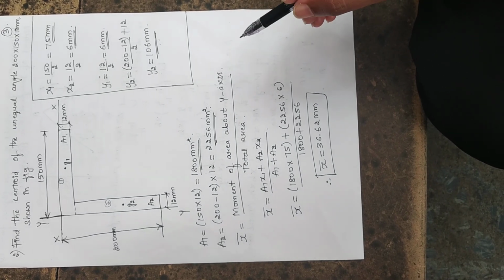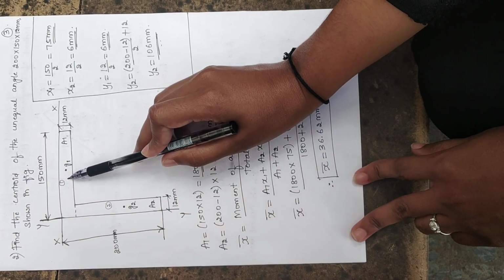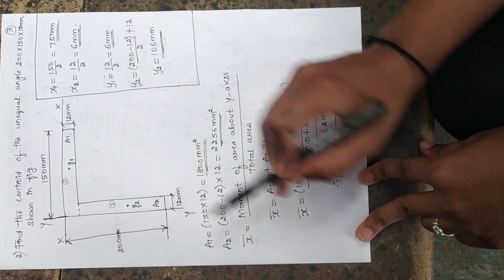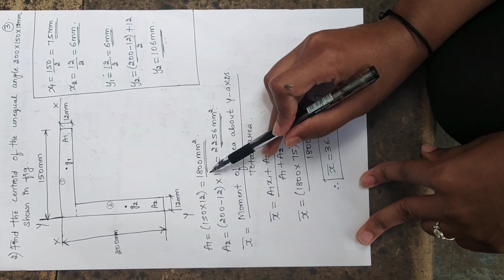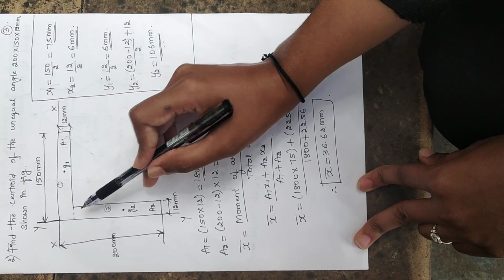Now let us start finding the area of these two portions. Starting with the first portion, that is A1 is equal to length into thickness. The length is 150 into the thickness is 12. On simplifying this, you will be getting 1800 mm square. Similarly, let us find the area of the next portion.